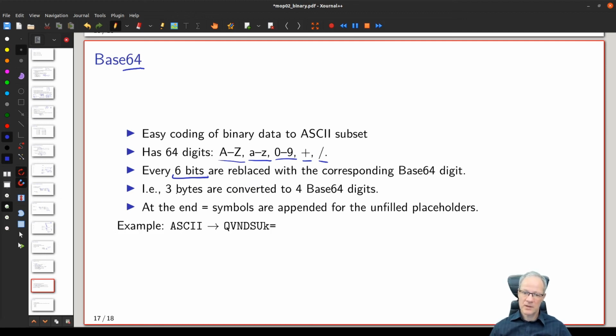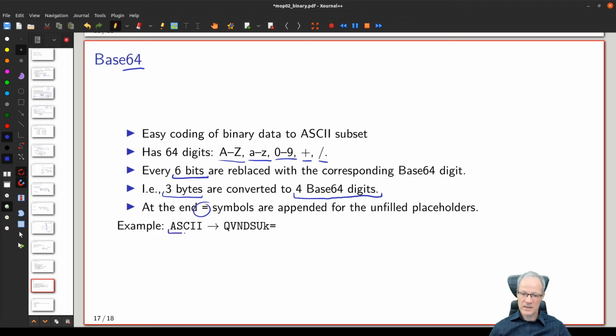And that might be convenient because it rounds up nicely: if we use byte by byte conversion, then every 3 bytes are going to come to 4 digits. Now, if at the end it turns out that there are not enough bits or bytes, then we pad them with zeros, or we fill the end with a placeholder. We use the equality sign as the placeholder at the end, right?